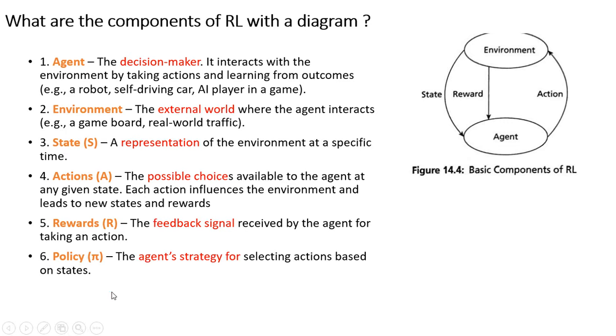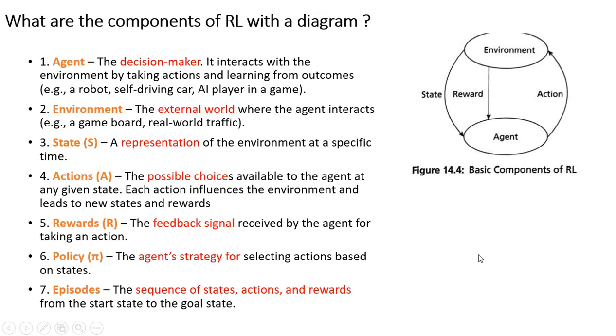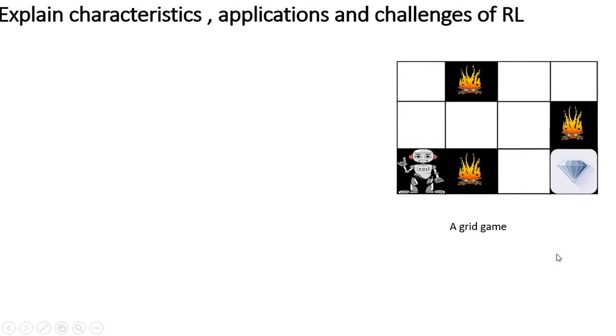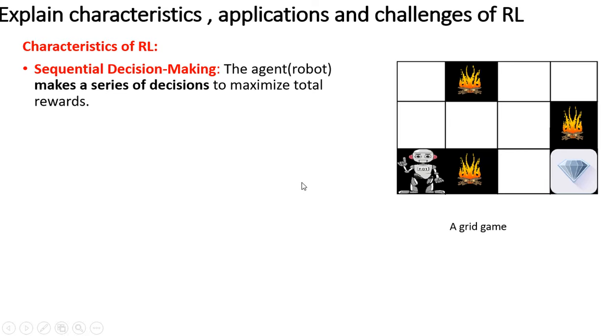And the last one is a policy. The policy is represented as pi. Basically, it's nothing but a strategy which is used by the agent for choosing a particular action. So these are the key components of reinforcement learning. And there's one more, episode. Episodes are nothing but a sequence of states, a sequence of actions, and a sequence of rewards, starting from the start state to the goal state.